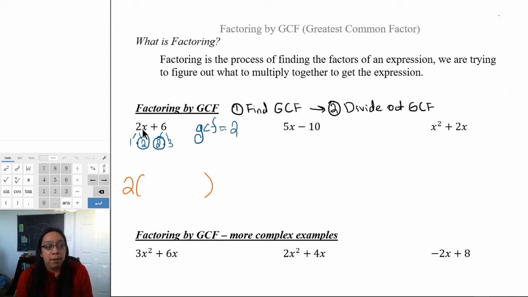So for example, let's divide 2x by the GCF of 2. Well, 2x divided by 2 is just going to be 1x, or just simply x.